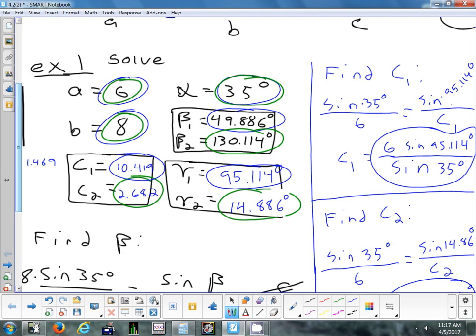Okay. So, any questions on that one? Okay, so that's the hardest type. You're really solving two problems at the same time. And if you wanted, you could do two separate tables, but I think that gets confusing.